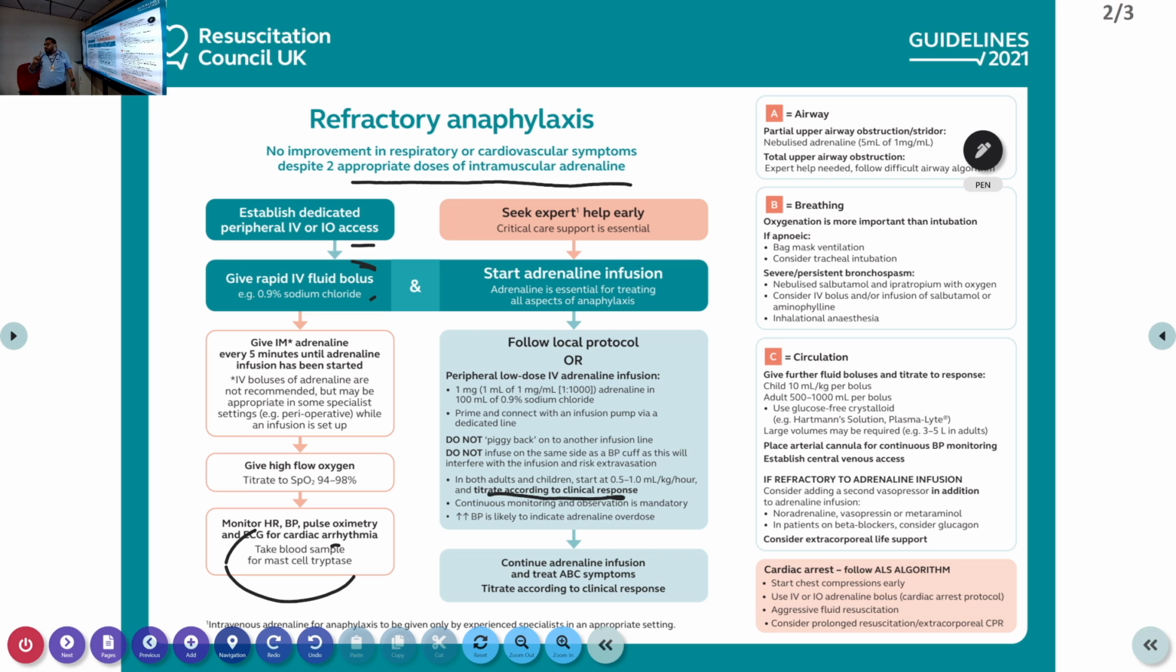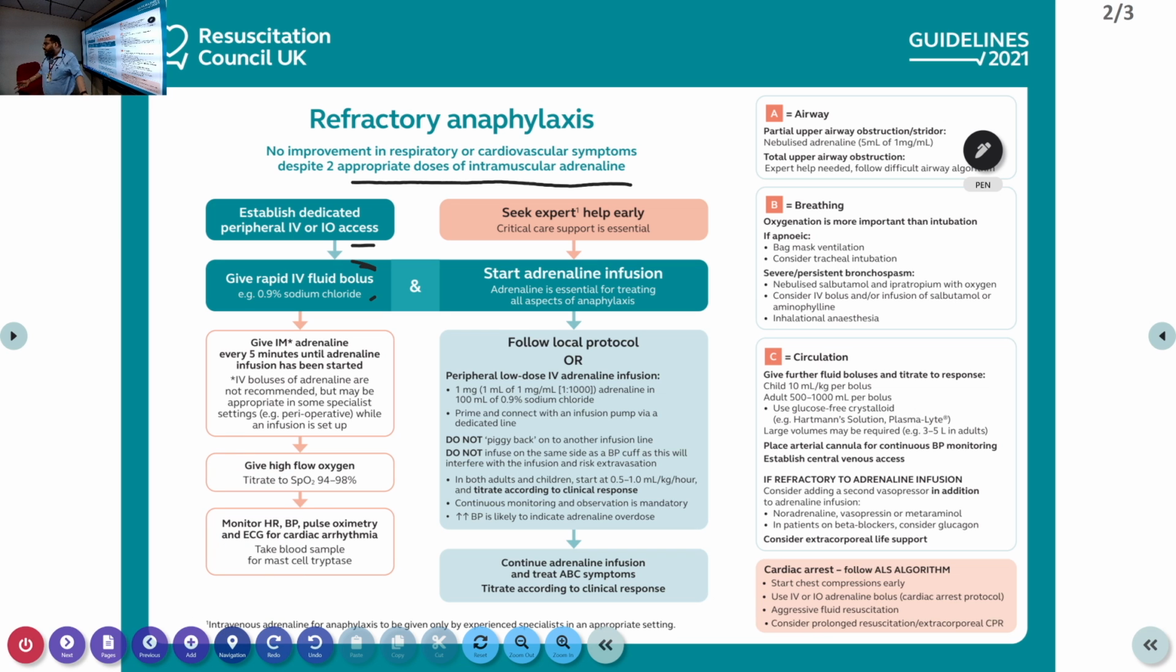Clinical response, what all will be the clinical response? Hypoxia is improving, the heart rate, whether there was a bradycardia, or the blood pressure is improving. These are the signs of improvement. If BP is likely to indicate adrenaline overdose, you can continue adrenaline infusion and titrate accordingly. You can decrease. If you are thinking that BP has suddenly shot up, you can decrease the infusion rate. So depending upon your required clinical improvement, you can decide whether to give more dose or you need to continue.